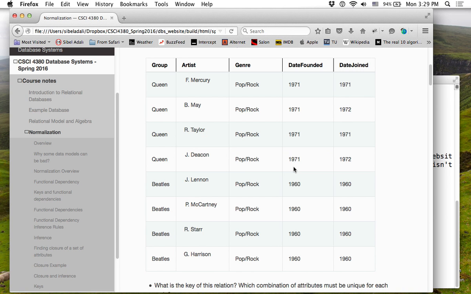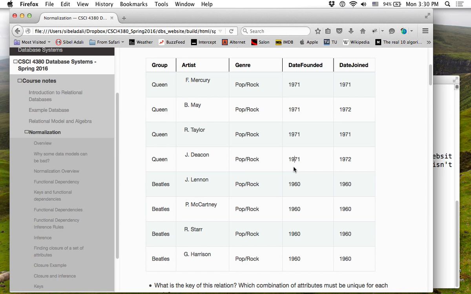Okay. Let me ask you a slightly different question. Of these attributes here, the genre relates to which attributes? So genre is about the music group, not about the artist, right? Okay. How about date founded and date joined? What do they relate to? Just the artist? Artist plus music group, right?